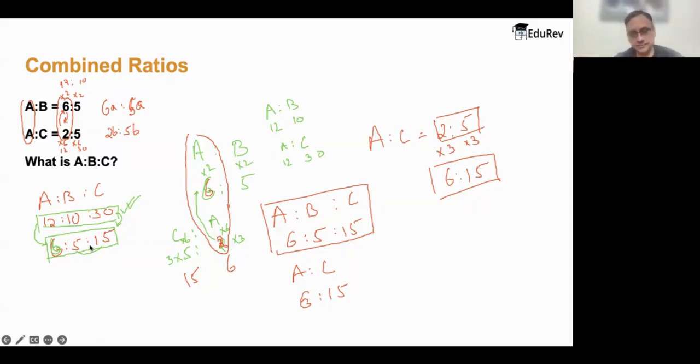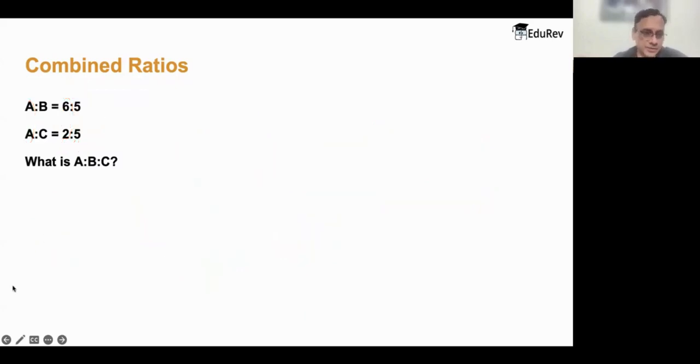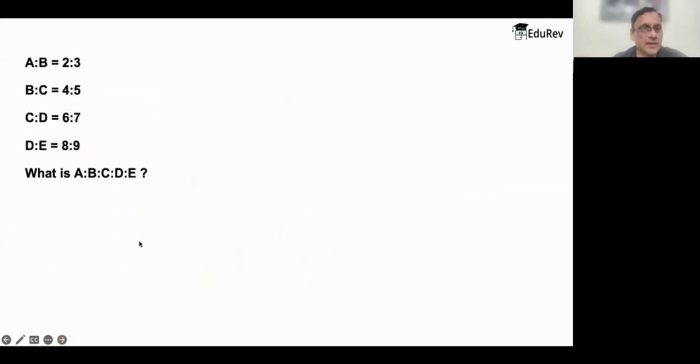6:5:15. Fine. Let's now combine bigger ratios. We have combined AB and AC. Let's combine bigger. This one, very interesting. We have AB, BC, CD, DE, and we have to find A, B, C, D, E. Okay, so I will give you 2 methods to do this. Okay, first let's do this from the concept part.